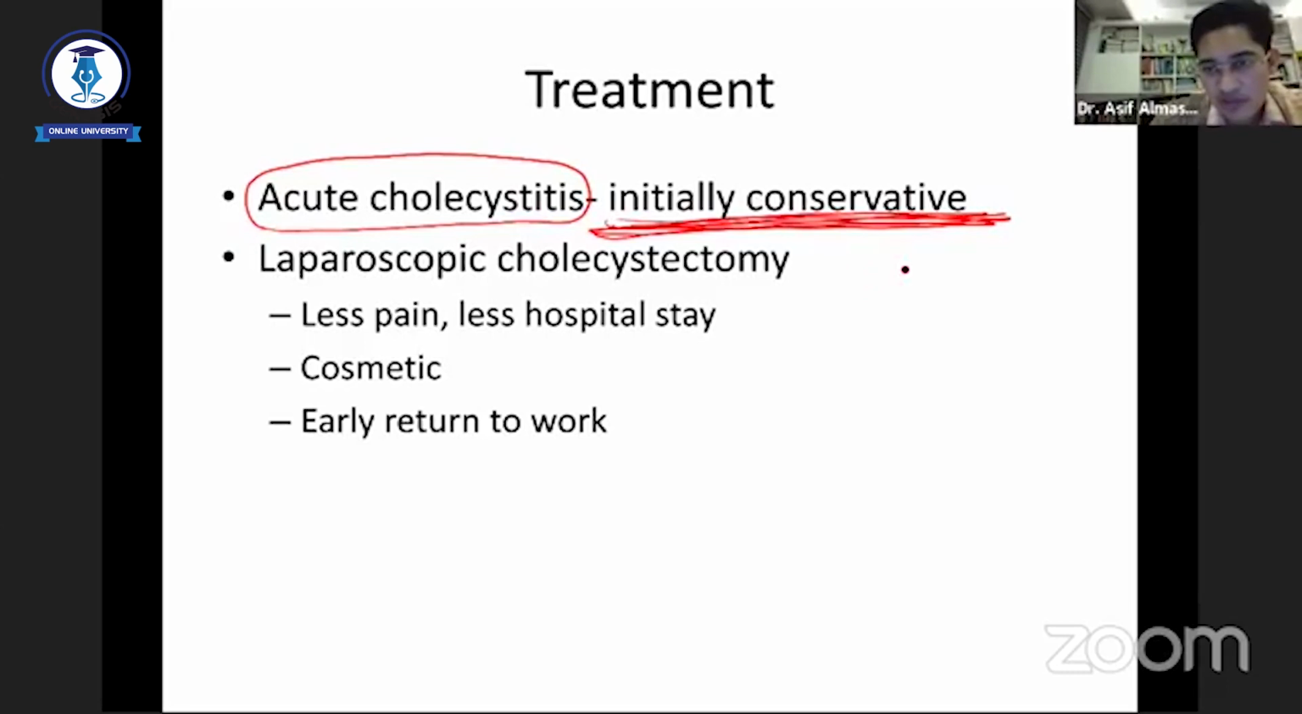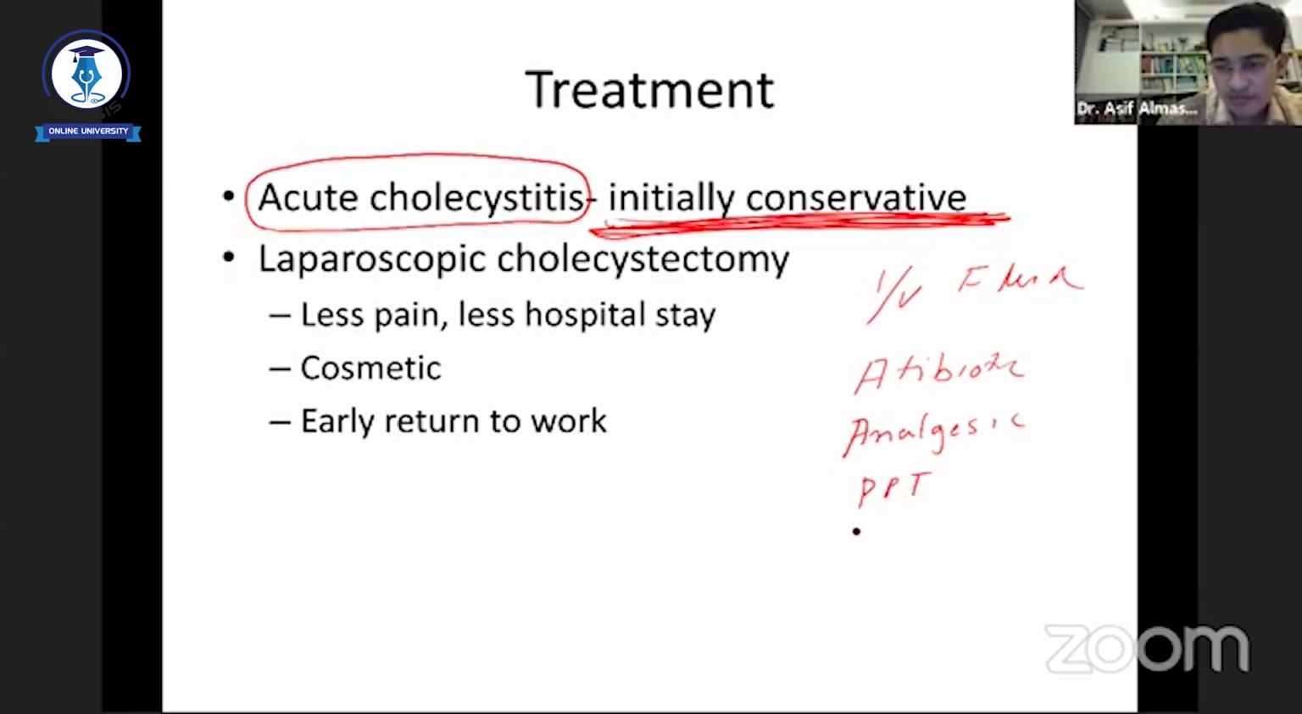What? You give some IV fluids. You give some antibiotics, like ceftriaxone maybe. If you have a severe infection, maybe you give metronidazole, but ceftriaxone is okay. You give some analgesics. You maybe give some proton pump inhibitors, maybe some antiemetics. You may have to catheterize the patient as well to monitor the input-output of the patient. So these are the few things that you'd like to give the patient in the conservative treatment.